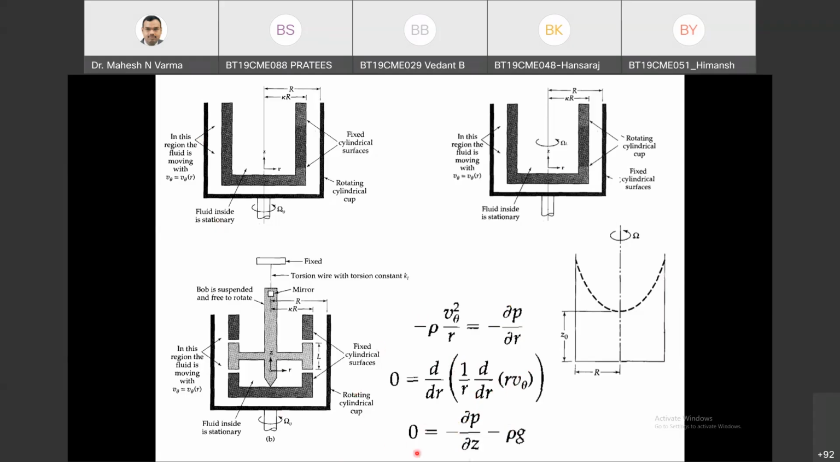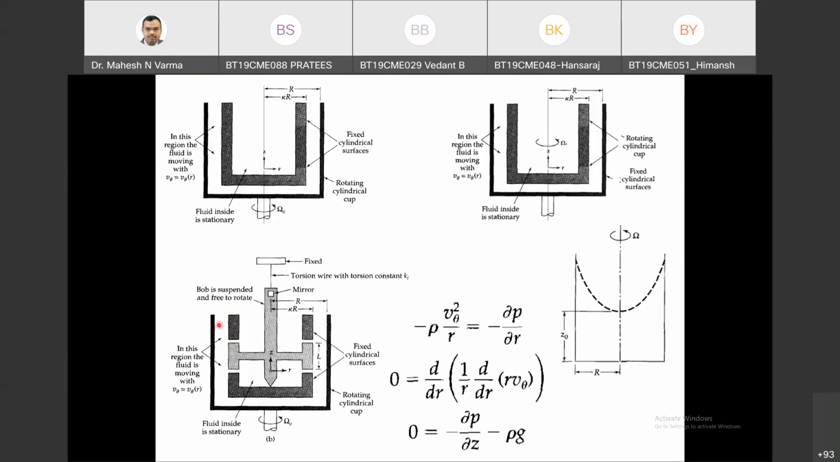After substituting all the information, we get these three equations, which can be solved. If we solve this equation, I will get the velocity profile. If I solve this equation, I will get the variation of pressure with respect to r, the centrifugal force, and this will give me the variation of pressure with respect to z, which is because of the gravitational force. Solving these, we can get different properties. In this case we have derived the velocity profile. Here also we have derived the velocity profile.